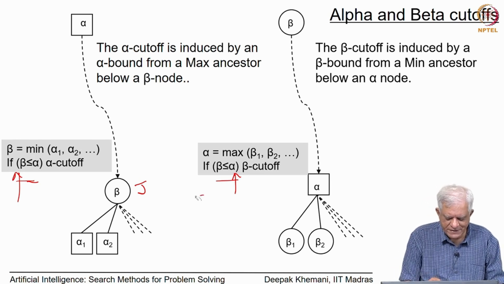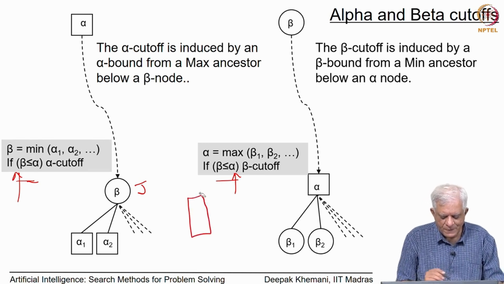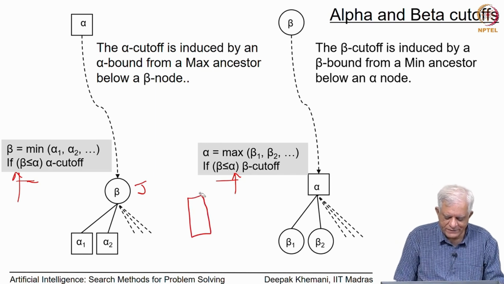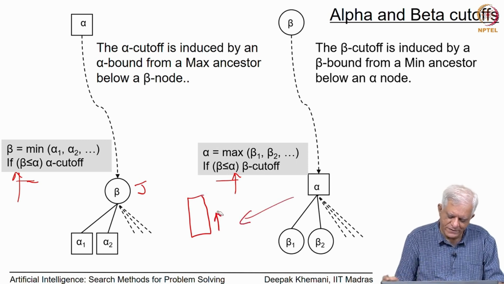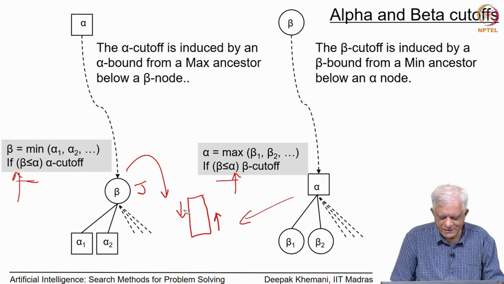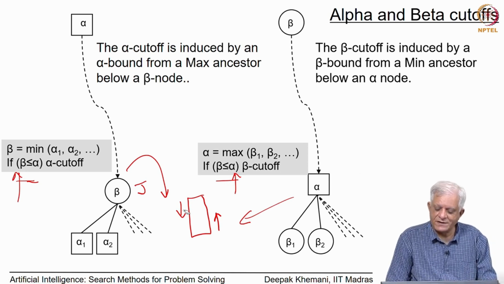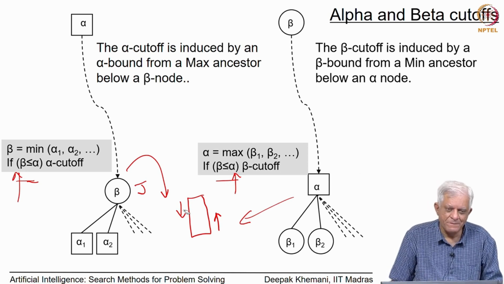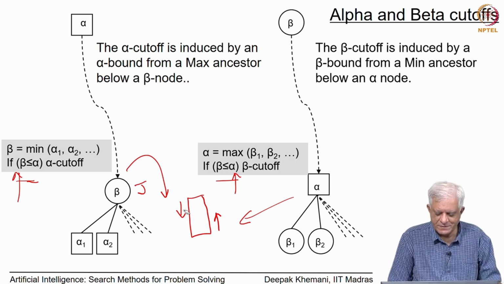But remember that this is basically saying that the window is closed essentially. So, when we are looking at an alpha node here, for example, it is trying to increase the lower bound, and when you look at the beta node here, it is trying to decrease the upper bound. In either case, if this goes beyond the other bound, then we can stop searching essentially, and that is basically the idea behind alpha cutoffs and beta cutoffs.